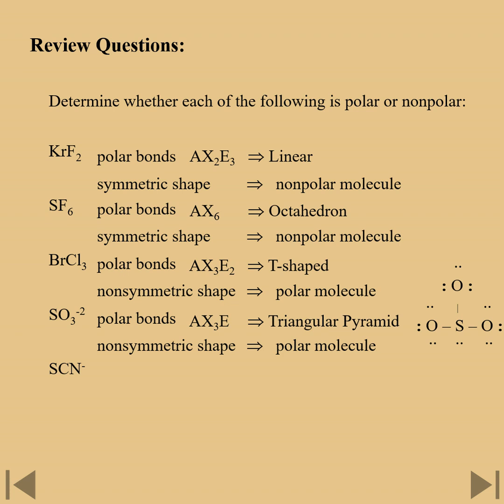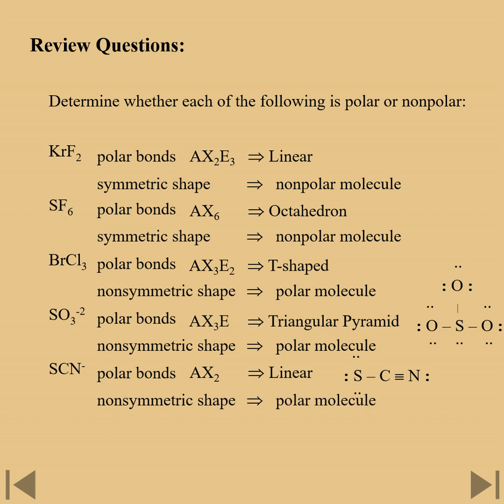For the thiocyanate ion, I do have polar bonds. Let me go ahead and draw one so I can see this is an AX2 geometry. And if those two X's were the same, this would be symmetric. But those two X's are not the same. And as we have the vast majority of the time, 2 different things attached gives you an asymmetric shape. And so the thiocyanate ion is polar as well.